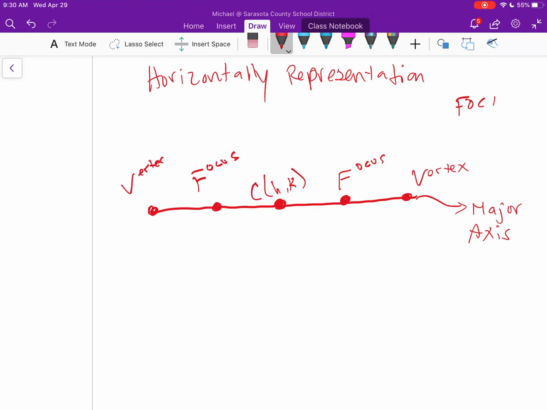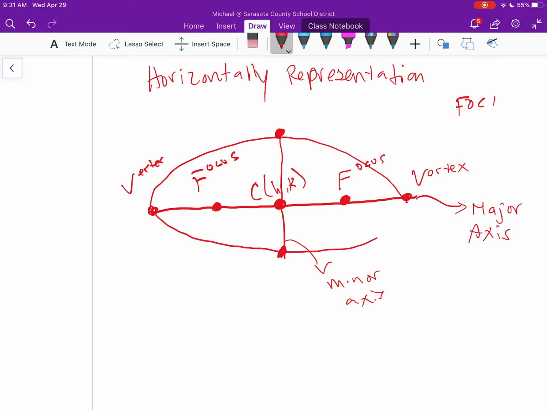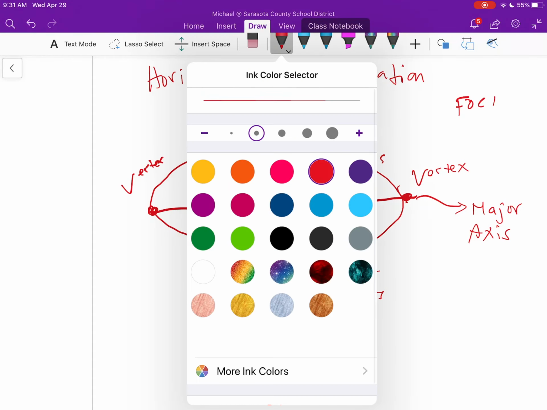Then vertically represented from the center, there are 2 other points on the same line as the center vertically. They don't really have any kind of notation, but they are the minor axis endpoints. So this guy would be our minor axis. And these 2 axes and these sets of points allow us to create our ellipse.